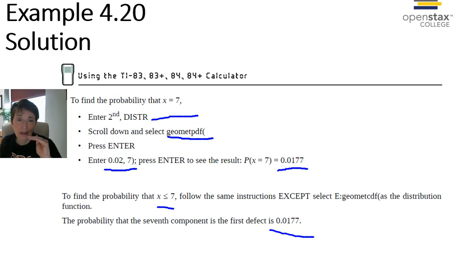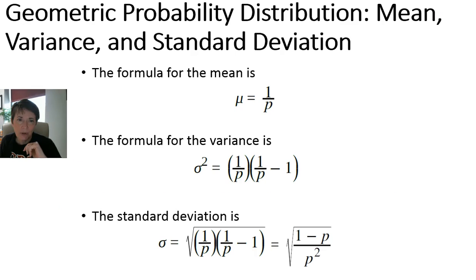Like I say, this is geometric distribution. We're not using a lot of it, but I just wanted you to know what it is. And here's the formulas that go with it. They're in the book as well. Our mu is 1 over the probability. Our variance is our mu times that complement, and our standard deviation is the square root of that.